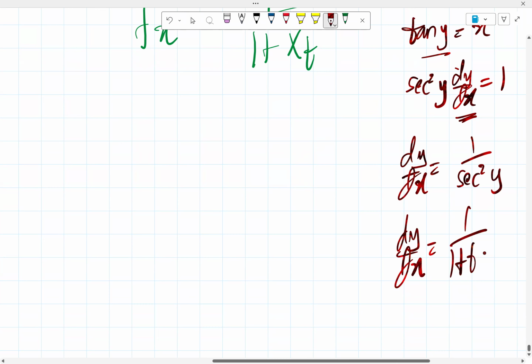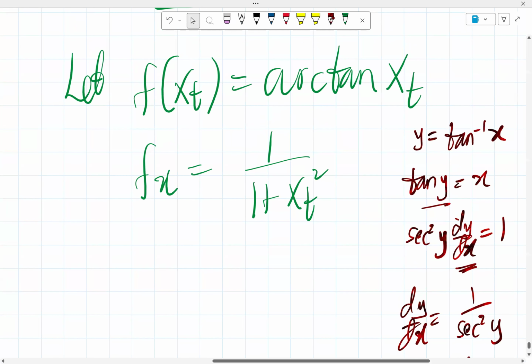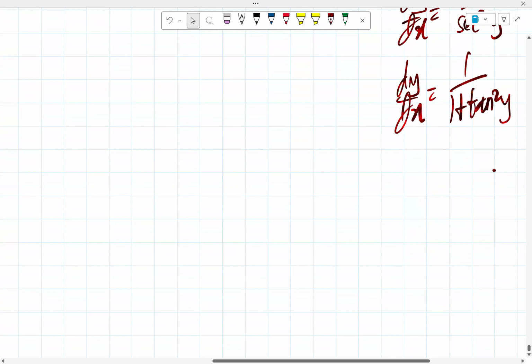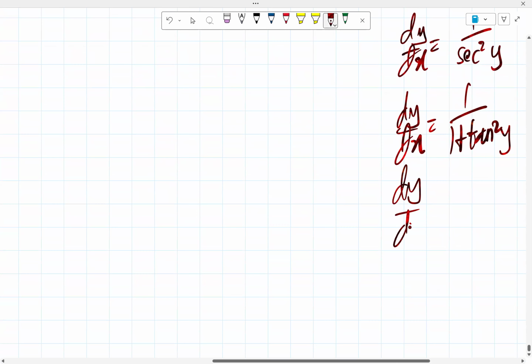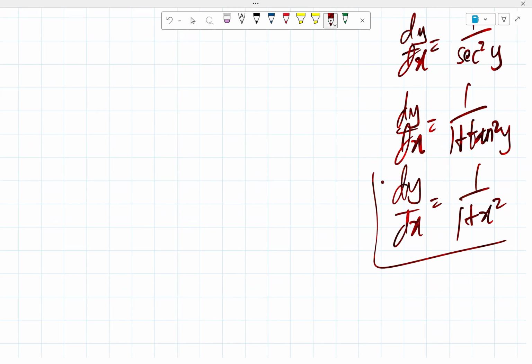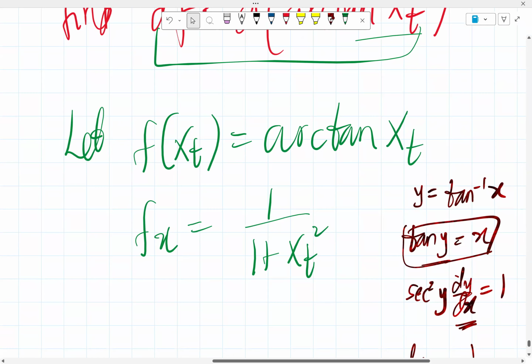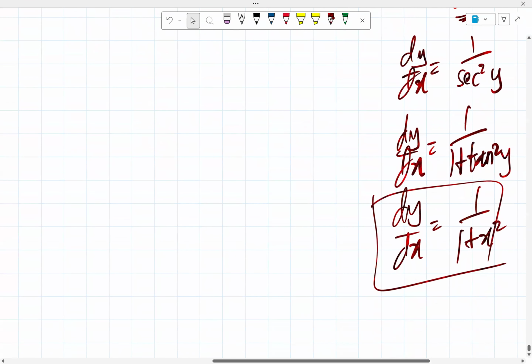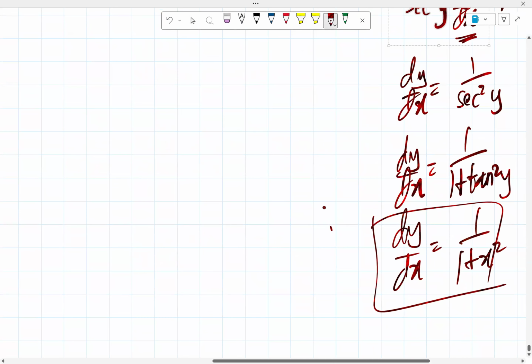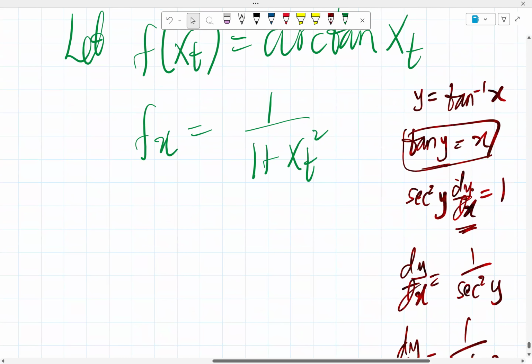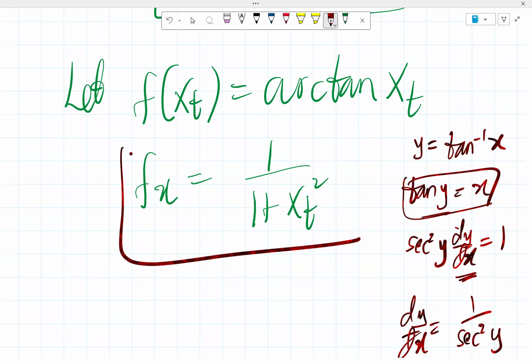And we know that sec squared y is 1 plus tan squared y. But don't forget tan y is x, from where we are coming from. So that means dy dx is equal to 1 over 1 plus x squared. You see why, when we differentiate f with respect to x, it is like differentiating arctan xt with respect to xt. Here we have 1 over 1 plus x squared. So that's why fx is 1 over 1 plus xt squared.